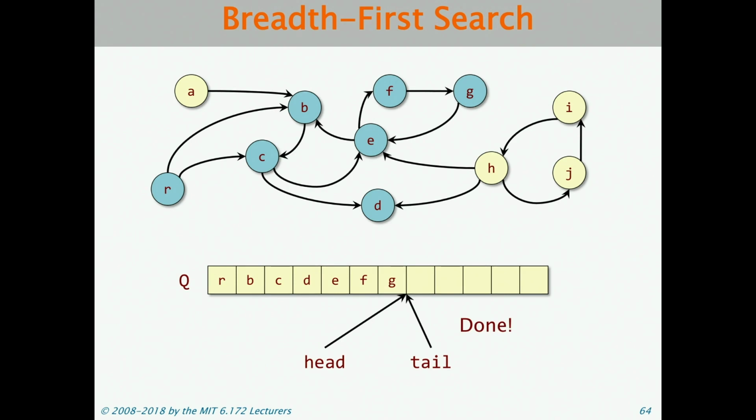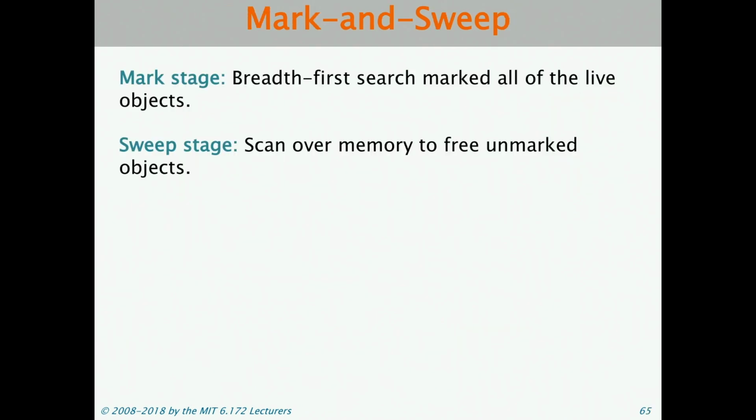At this point, I've marked all of the objects that are accessible from the root, and all of the unmarked objects can now be garbage collected because there's no way I can access them in the program. So the mark and sweep procedure has two stages. The first stage is called the mark stage, where I use a breadth-first search to mark all of the live objects. And the sweep stage will scan over memory to free the unmarked objects. So this is a pretty simple scheme.